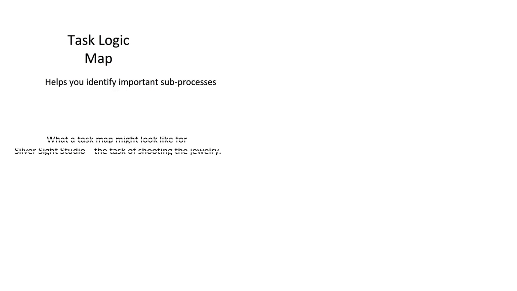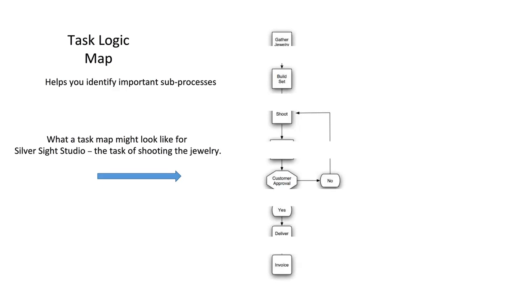The task logic map helps you identify important sub-processes. So, for example, taking out one of the steps, one of the steps being shooting the jewelry, you might map the specific tasks as we see here. Each task has its own set of subsets. Knowing what needs to be done for the small subsets of the process helps everything function more efficiently and faster, and hopefully prevent unwanted surprises along the way.